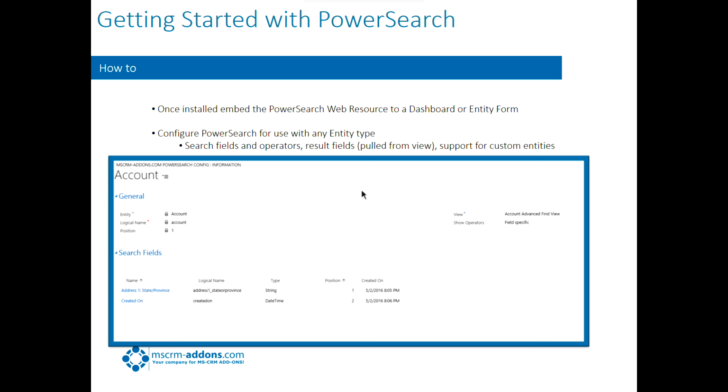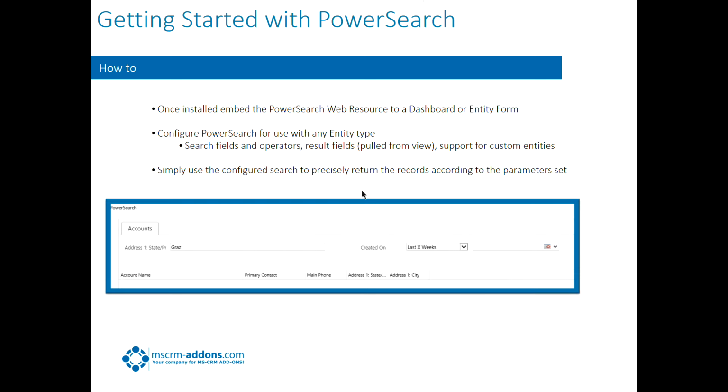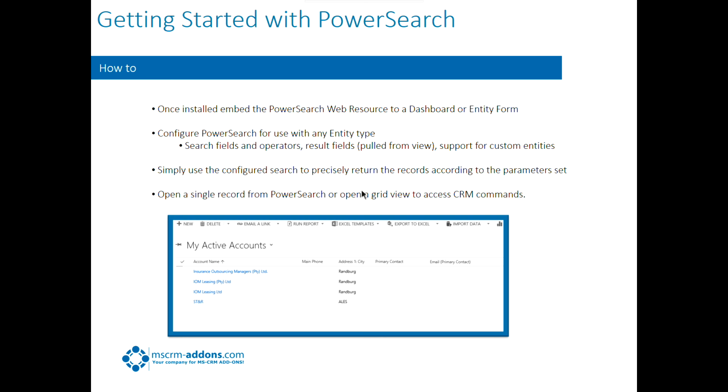Once you've got all that set up, the next step is to configure PowerSearch for use with any entity type. That can be custom entities as well. And then you want to define your search fields and operators, and also your results fields that are pulled from your view. Next, you can use the configured search to precisely return the records according to the parameters that you set. And then finally, you can open that single record from PowerSearch 2.0 or open a grid view to access your CRM commands.